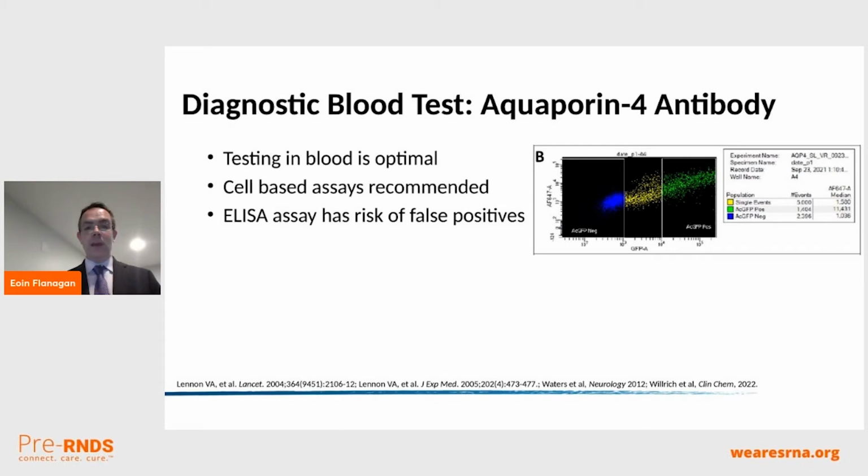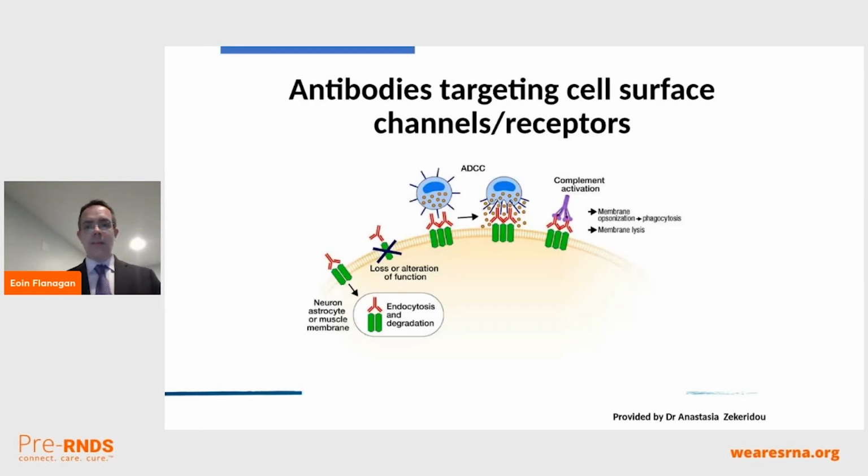We use a technique called a cell-based assay, which is what's recommended. There is another technique that can detect it called the ELISA assay, but that has a risk of false positive results at low level. So you have to be a little bit careful with low positives on the ELISA test. The cell-based assay is what is recommended.